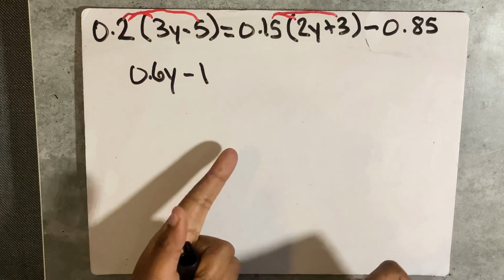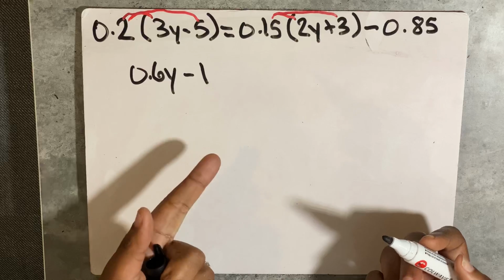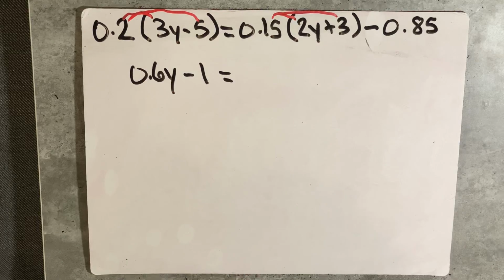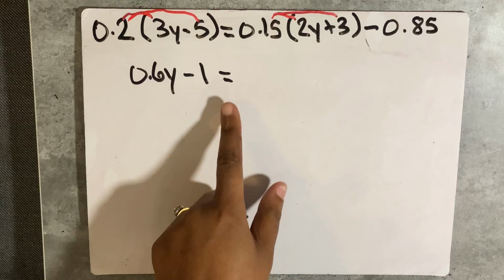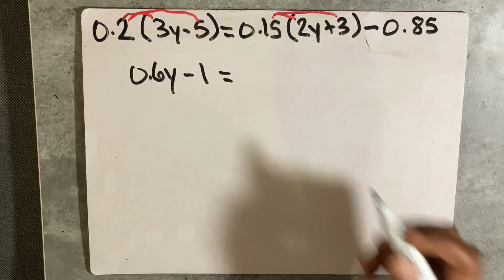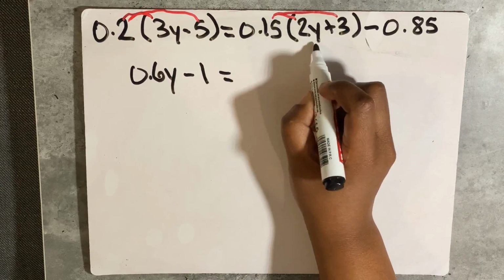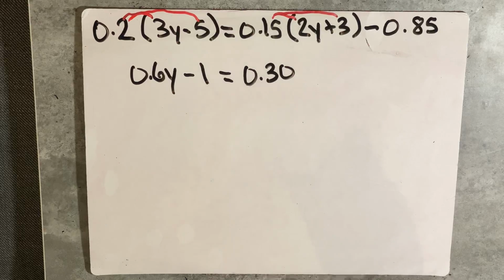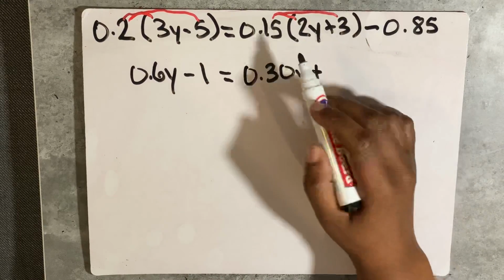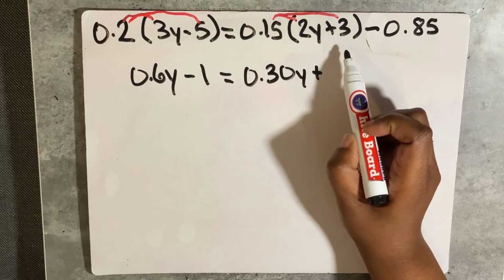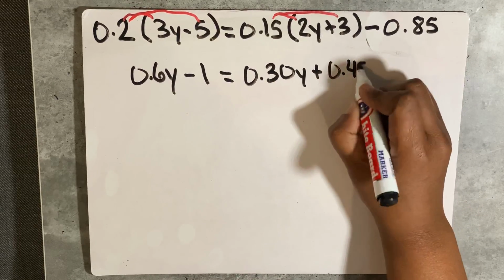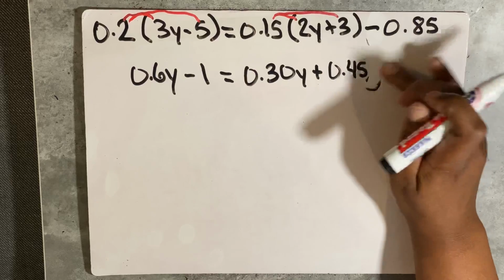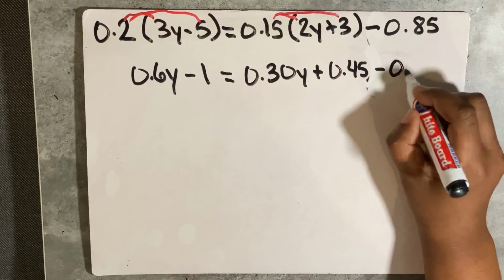Now, you could say 1 and 0 tenths, but it's just 1. Why would you do that? So I'm not going to. That's just how I roll. 15 hundredths times 2y is going to give you 30 hundredths y. 15 hundredths times 3 is going to give you 45 hundredths. And then I just bring down my 85 hundredths.